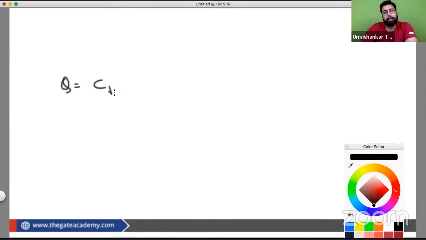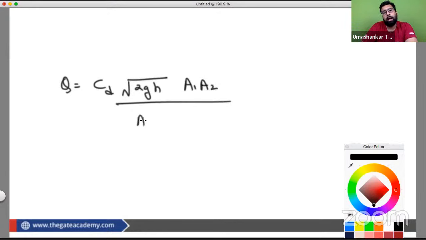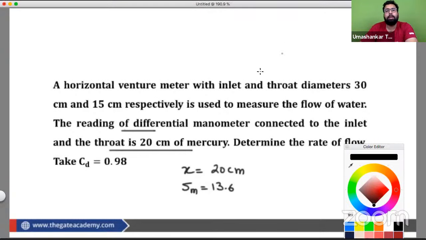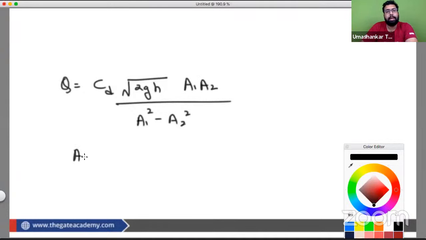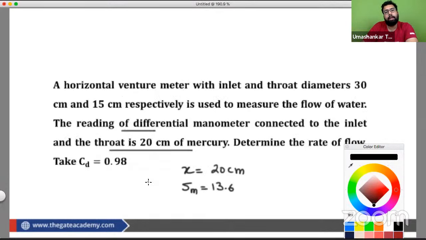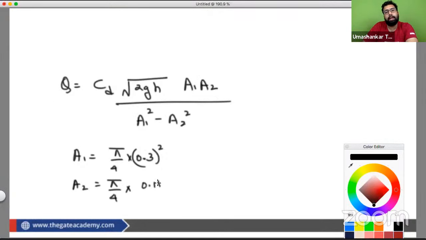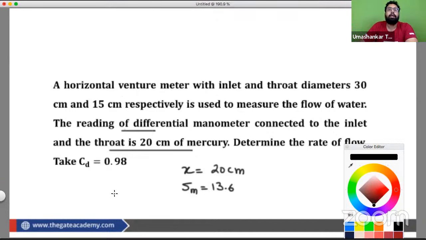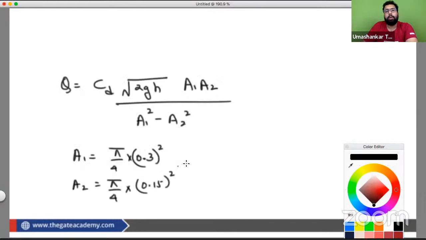So we know Q is CD root 2GH, and since CD is given, A1, A2, we just derived this formula upon A1 square minus A2 square. So what is this A? Please take care of the units, beta. A is pi by 4 of D square, in meters, so that is 0.3. What is this A2? It is pi by 4 into 0.15 square. This is your A2, beta.